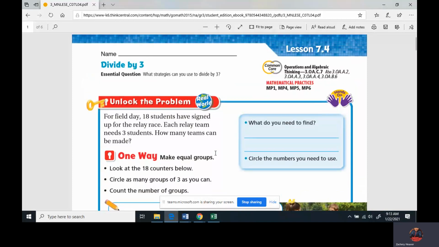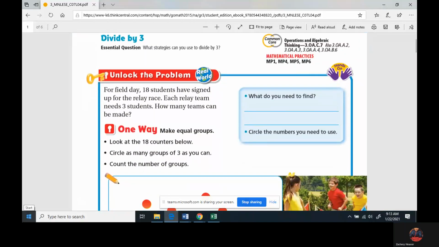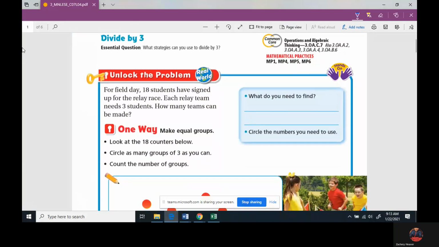All right. So we've learned how to divide by twos this week, which was the other day you weren't here. We did twos, fives, and tens. Now the last thing we do this week is by threes. So for a field day, 18 students, circle, have signed up for a relay race. Each relay team needs 3 students. How many teams can be made?